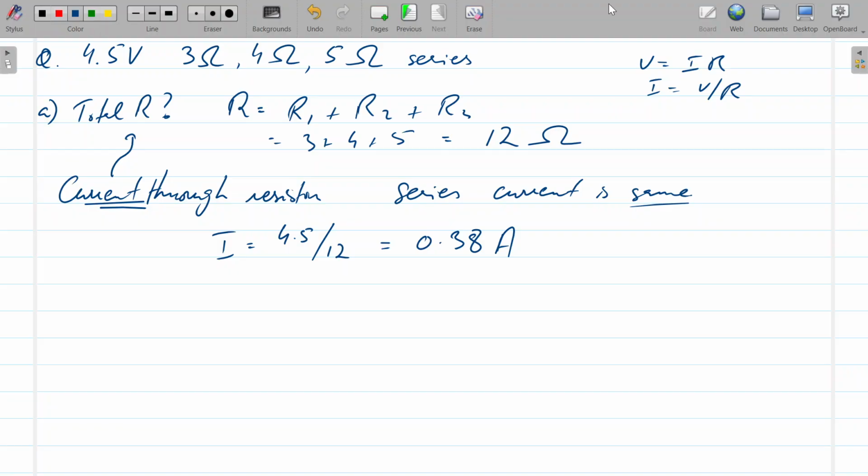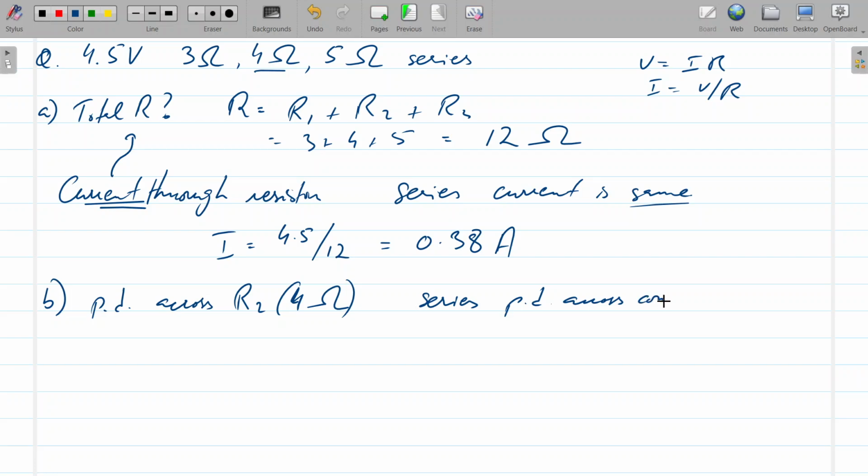Okay. Now, the next part is they're asking you to calculate the potential difference across R2, and R2 is 4 ohms. So we know that in series, the potential difference across components is different.